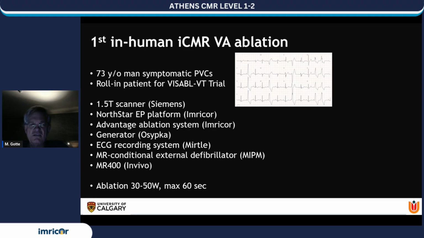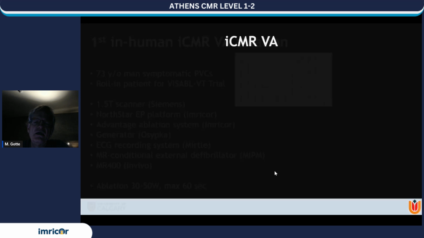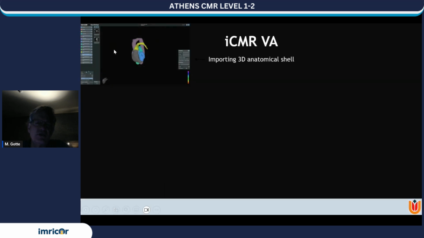We used this 1.5 scanner, the Avanto Fit scanner, and this is an overview of all the systems we used to do so, and this was the ablation strategy. And first, we created the 3D segmentation, and in this case, it is important to have a whole heart segmentation, including also the left side of the heart and the aorta. So it takes a little bit more time to acquire the images, and it takes also a little bit more time to segment.